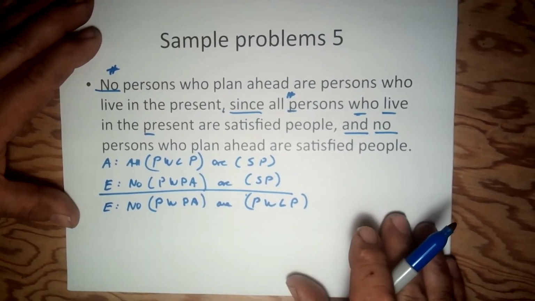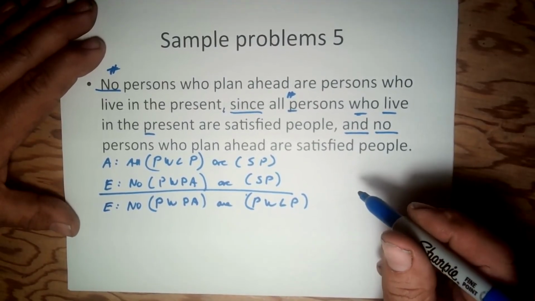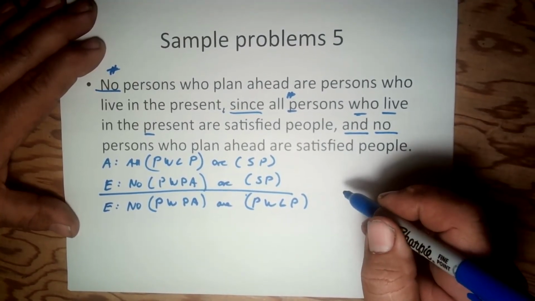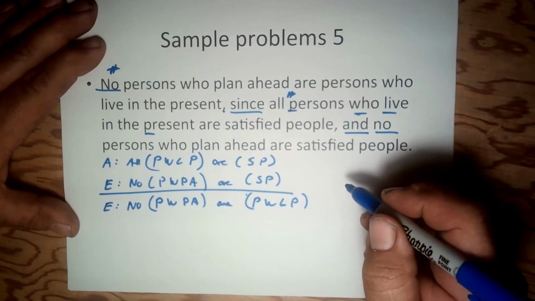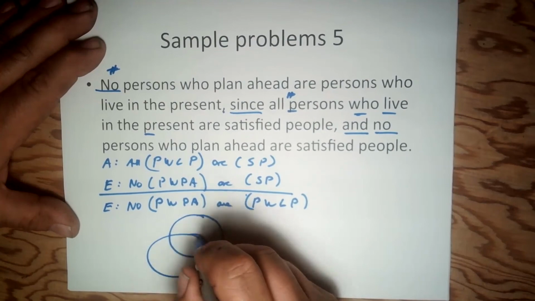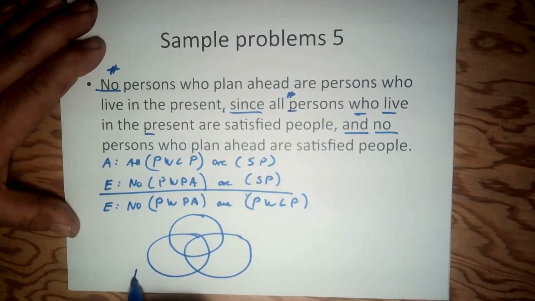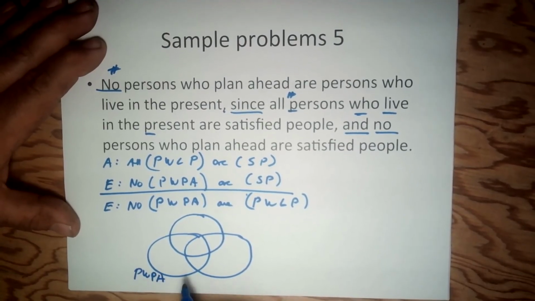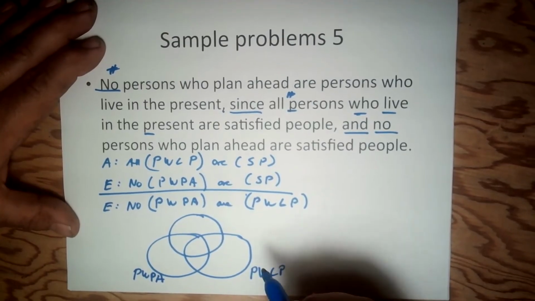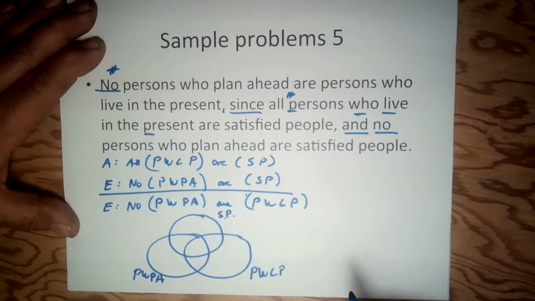What do you think? Valid or invalid? If we were in class, I'd take bets. It sometimes turned into a bit of arm wrestling, but no such fun this year. Let's do the diagram first. So we've got PWPA, sounds like an airline that's about to go bankrupt, PWLP, their competitor, and satisfied people on the top.